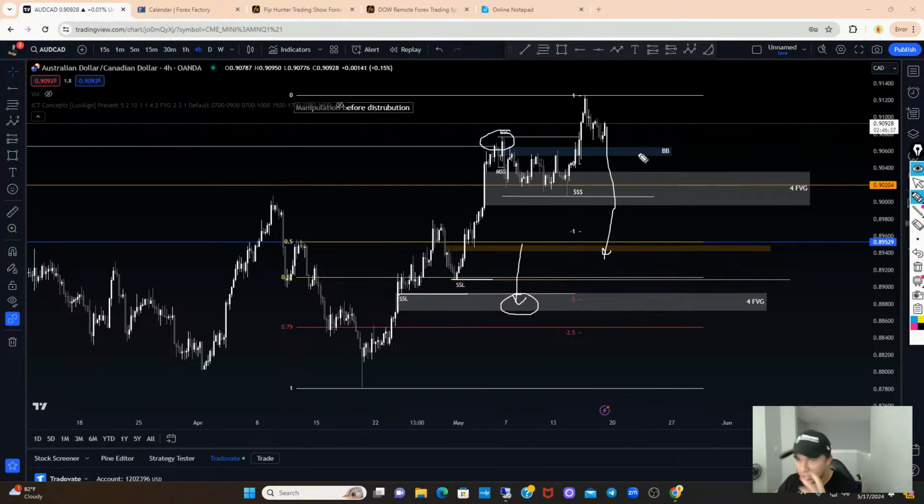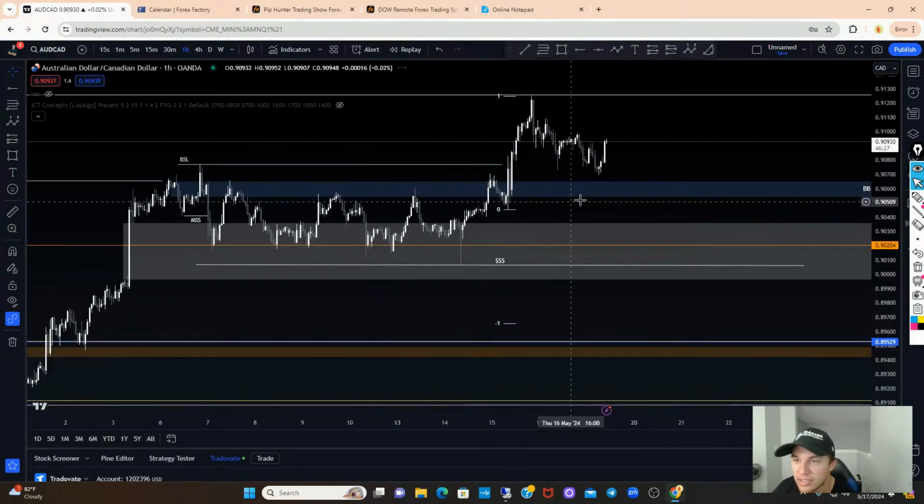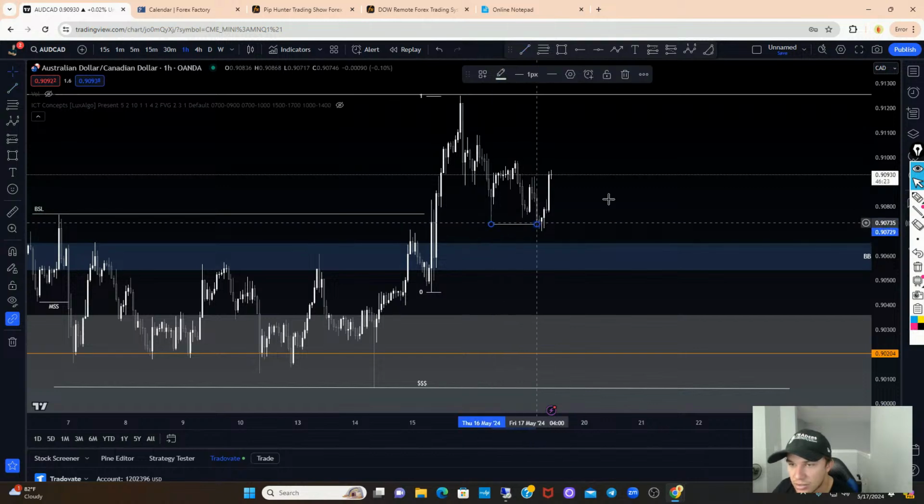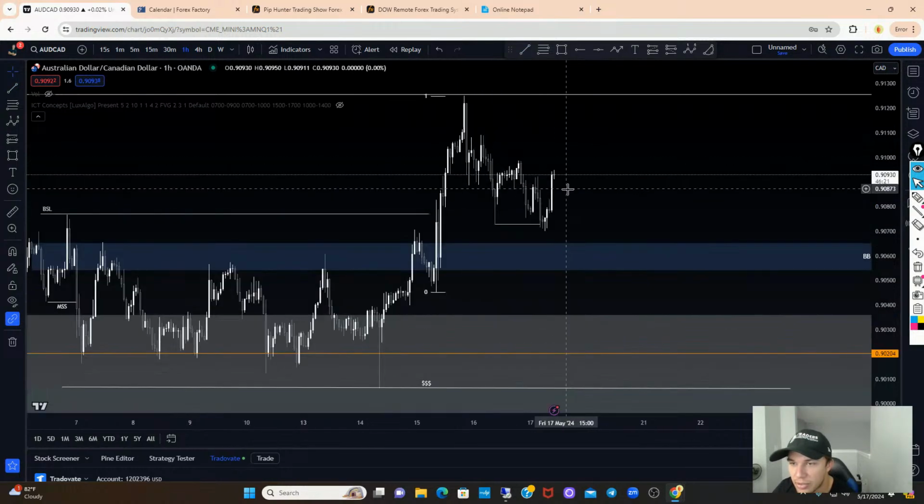So I'm actually going to be just looking at the longevity. We haven't got much structure up here. I would like to see a little bit more displacement to the downside. Really looking at what price is doing now, we're not getting much structure. We can see that price is taking out these lows, and now price has come back up here to take out this previous high.